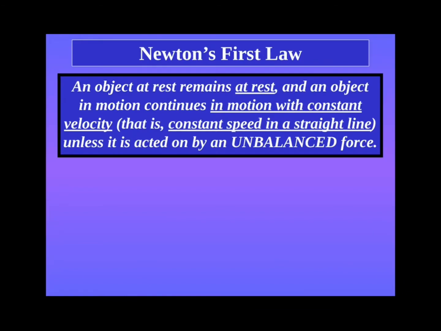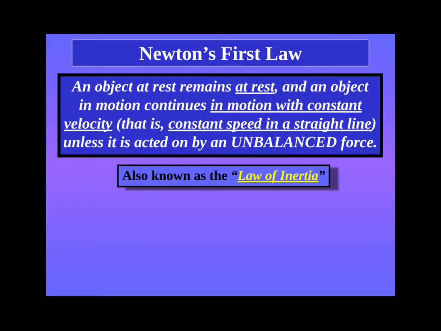So let's take a look at Newton's laws. Newton's first law states that an object at rest remains at rest and an object in motion continues in motion with constant velocity, that is, constant speed in a straight line, unless it is acted on by an unbalanced force. So we need a force to change its state of motion. If it's at rest, it'll stay at rest. If it's in motion, it's going to stay in that motion, that same velocity, unless we apply a force. This is also known as the law of inertia. That's another name for this.